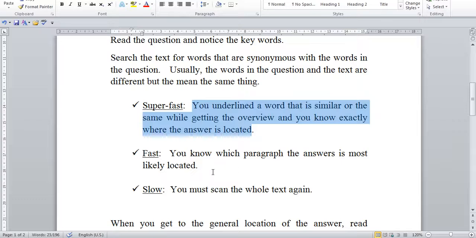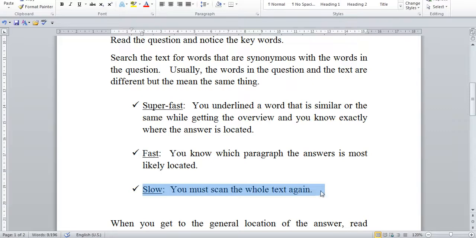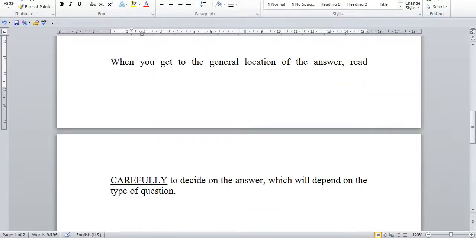That's also good. But what's not good is if you have to scan the whole text every time you read a question. That does not work. You've got to be able to go to the right paragraph and then read carefully. Okay? As I said, when you get to the general location of the answer, read carefully. This is where you are being tested. This is where they will test your reading skills, in these short areas of 2 to 3, maybe 4 or 5 sentences, and for a really difficult question, maybe the whole paragraph.